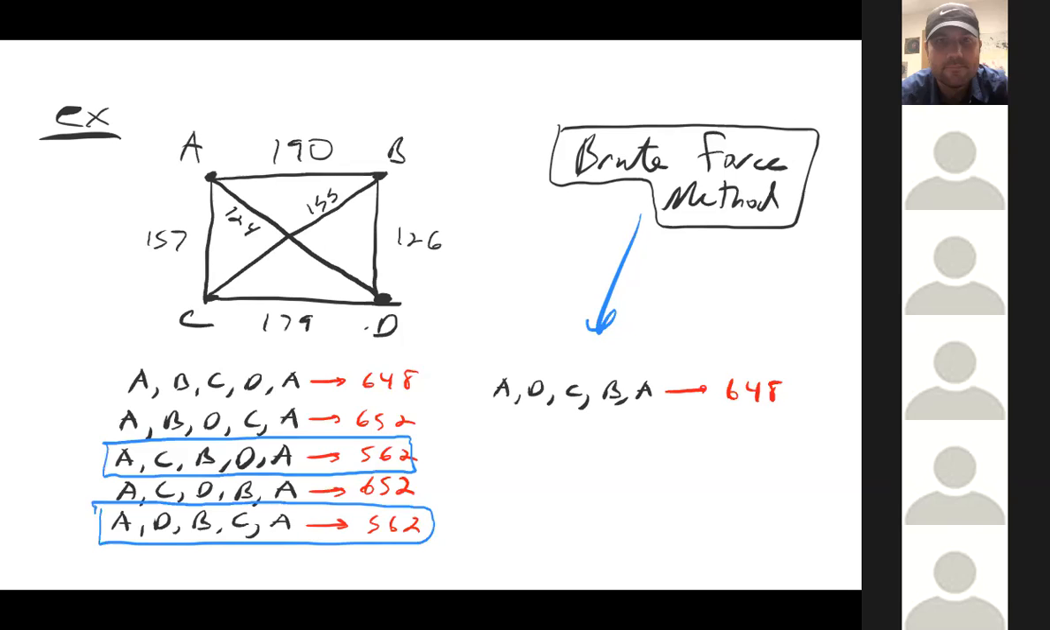So we don't always want to do that, especially if I have a huge circuit that has, let's say, 15 different distances on it. You know what I mean? We don't want to mess with that, do we? So we're going to talk about something called the nearest neighbor method. Now here's what's nice about this method.